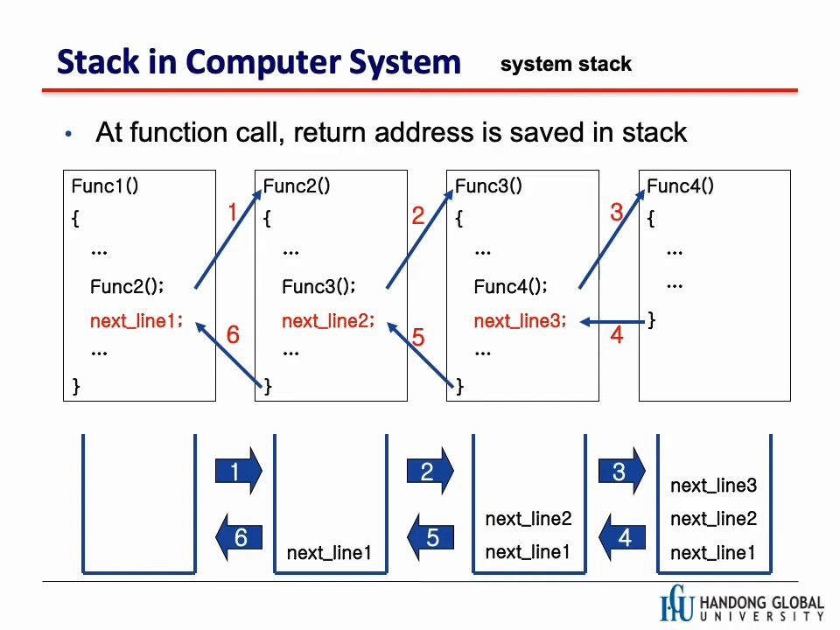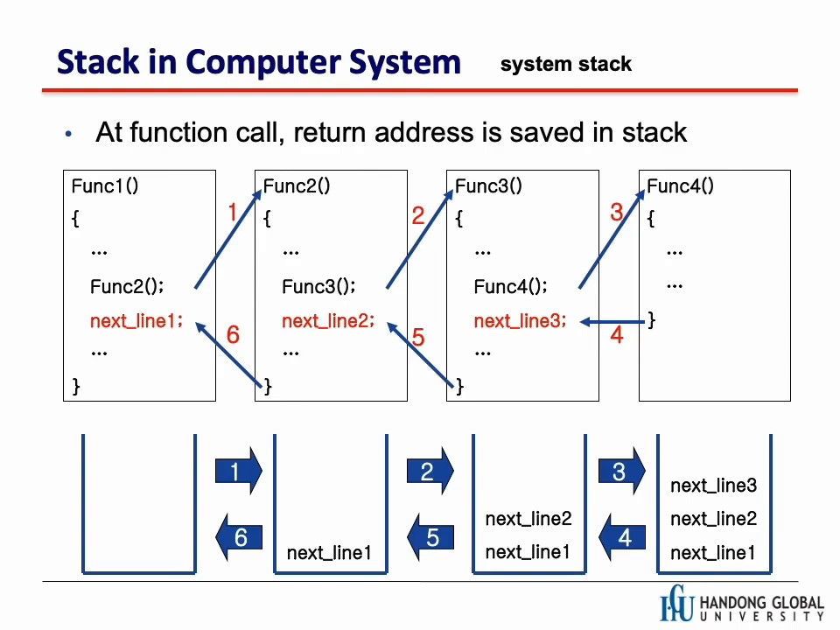Then function 2 calls function 3. It means when we are done with function 3, we have to come back to the next line 2. So we need to keep the address of next line 2. And also in function 3, we call function 4. It means we have to keep the address of next line 3. Then when we are done with function 4, we can come back. So how can we manage all this information, the address of next line 1, next line 2 and next line 3? The stack is the best data structure to handle this kind of information.